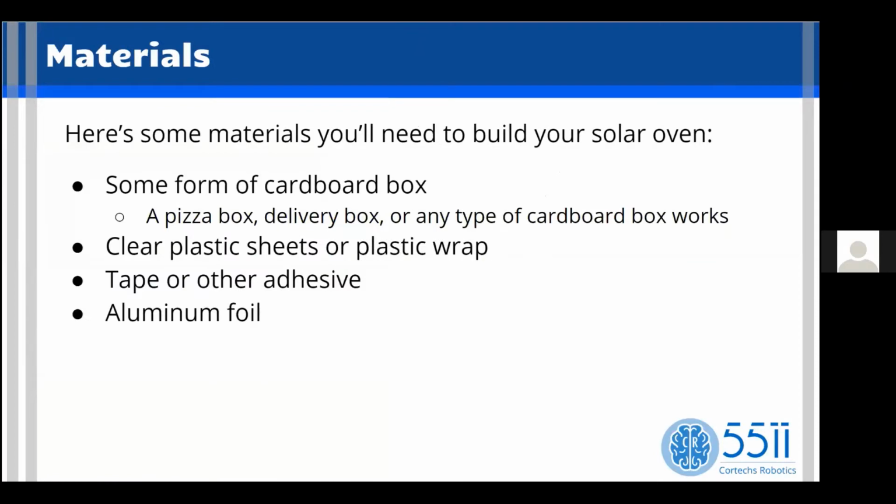Here are some materials you might want to have for building your solar oven. You want to have some form of cardboard box, which can be a pizza box, delivery box, or just any type of cardboard box works. Clear plastic sheets or plastic wrap, tape or any other adhesive, and some aluminum foil.